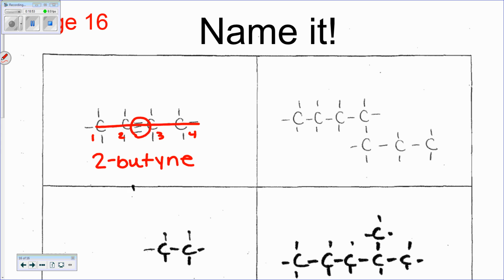Next one over. Let's see, I can actually touch all of those without picking up my pencil. So really, even though it doesn't look straight, it's straight. There's 1, 2, 3, 4, 5, 6, 7 carbons. So I say 7 with hept. I'm noticing all single bonds, so I'm going to go heptane. There's nothing hanging off, so I'm good.